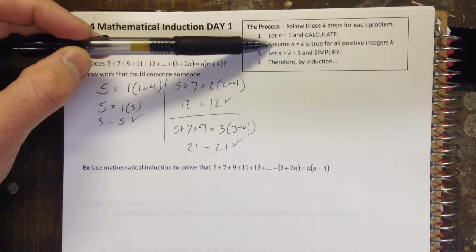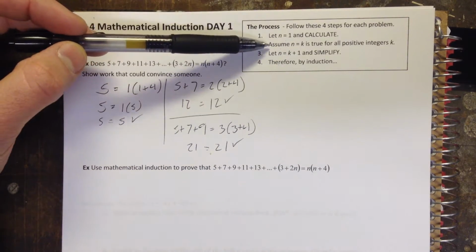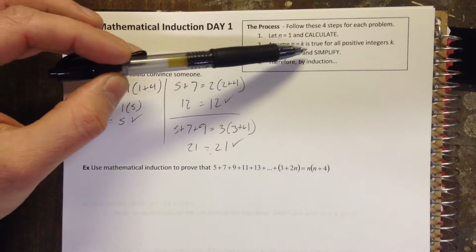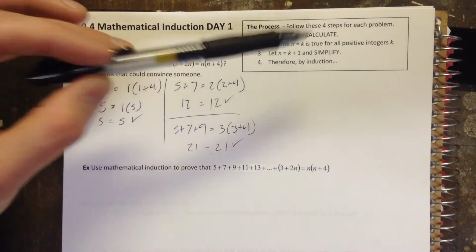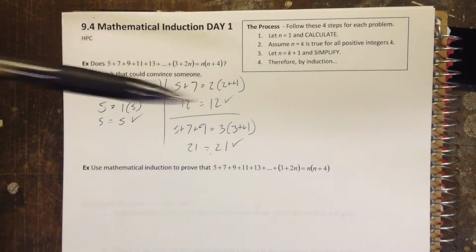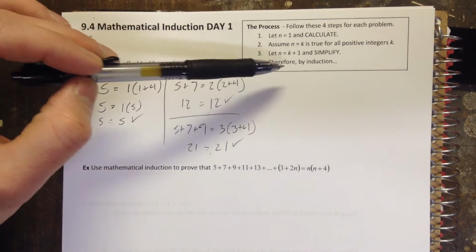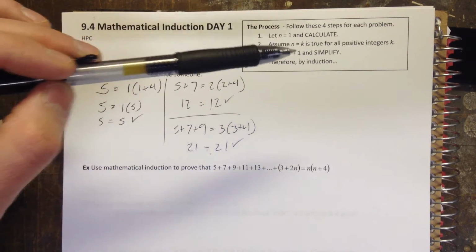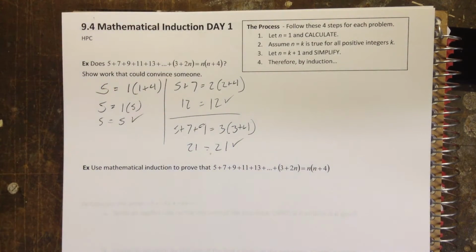Then what you're going to do is set up an assumption. Now, this assumption is going to say that n equals k is true. So you're making up your own number k that is supposedly true, so that the fact is true. Then you're going to let n equal k plus 1, and you need to show that that case is also true.